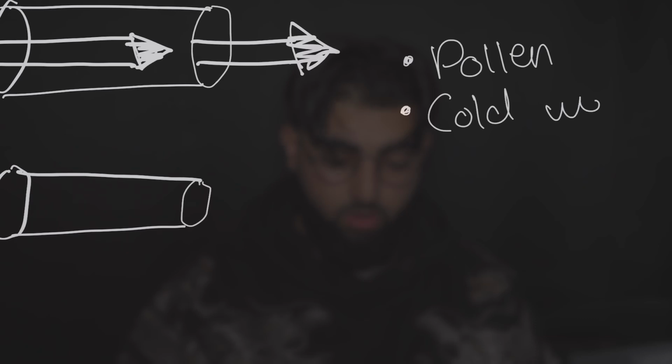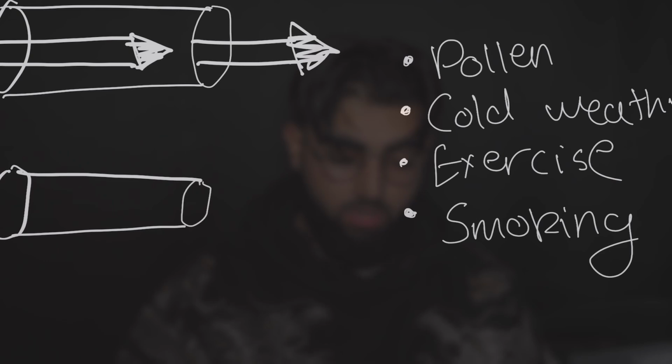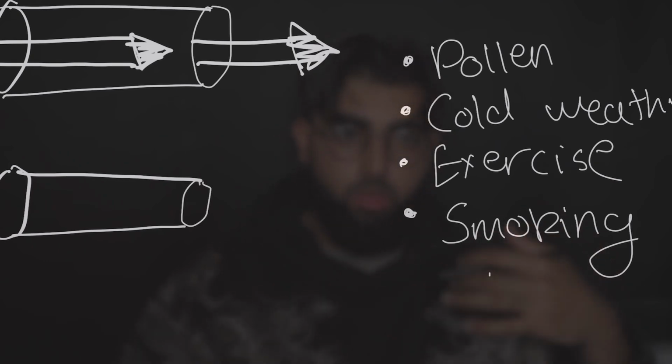Those common triggers may include things such as pollen. It may be things such as cold weather. It can be exercise. It could even be cigarette smoking. So any sort of thing that irritates the lungs, these triggers go within the patient's lung and cause an overactivity within the body that leads to the chronic inflammation.